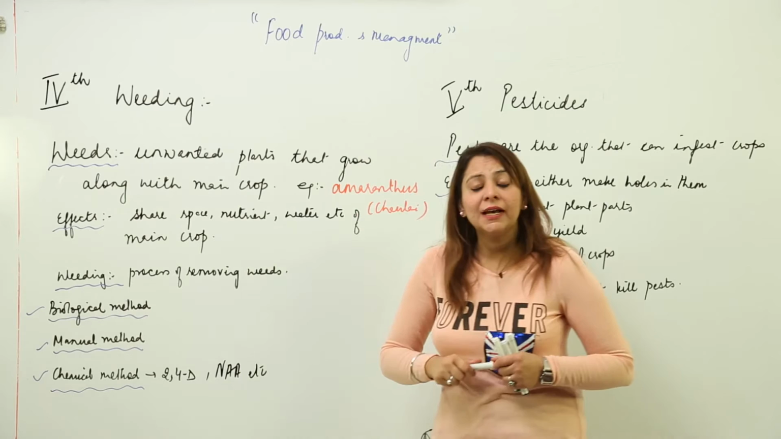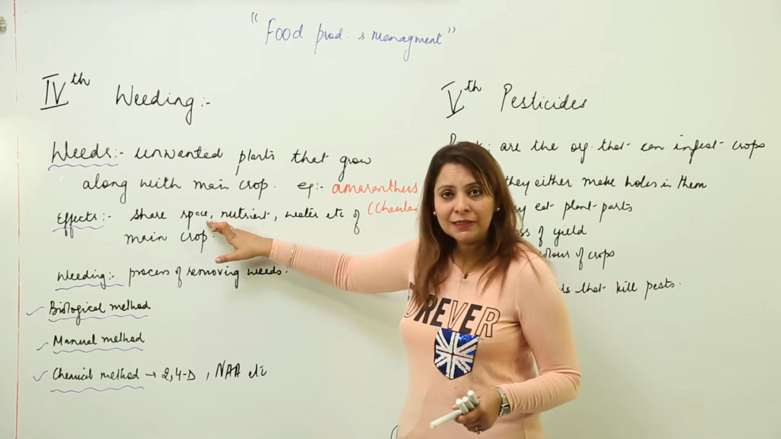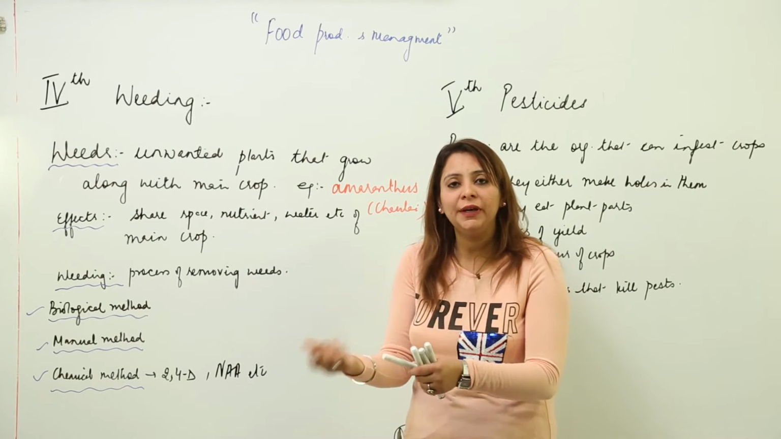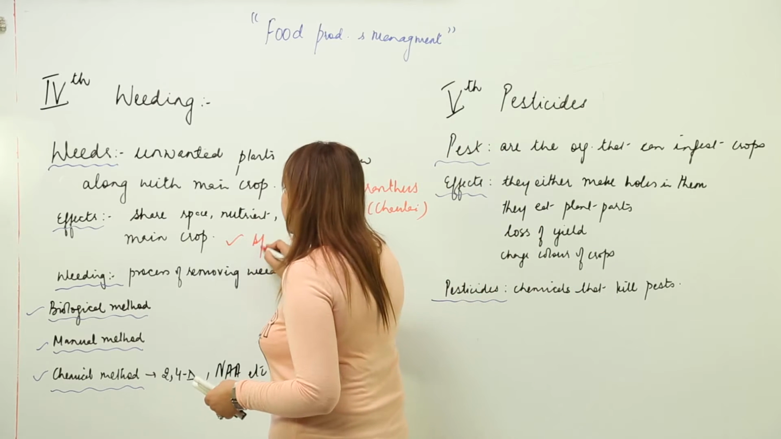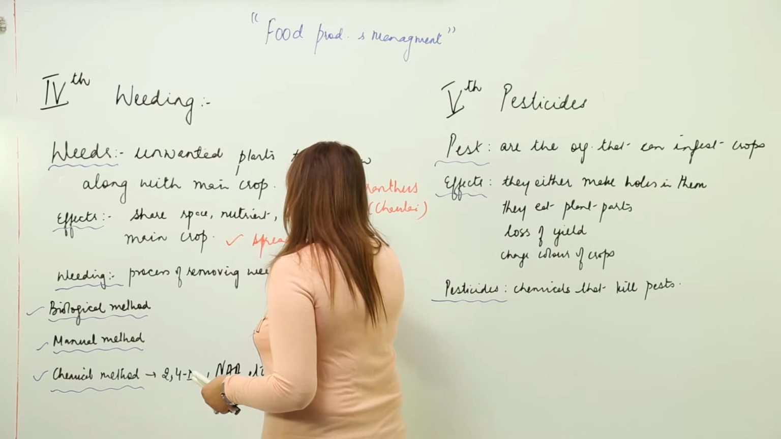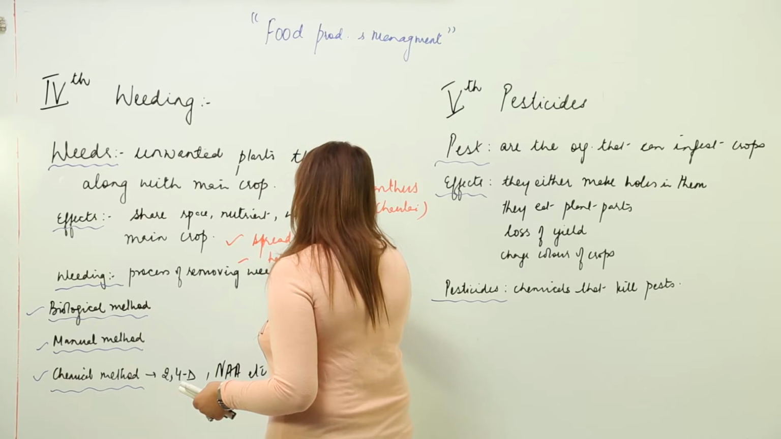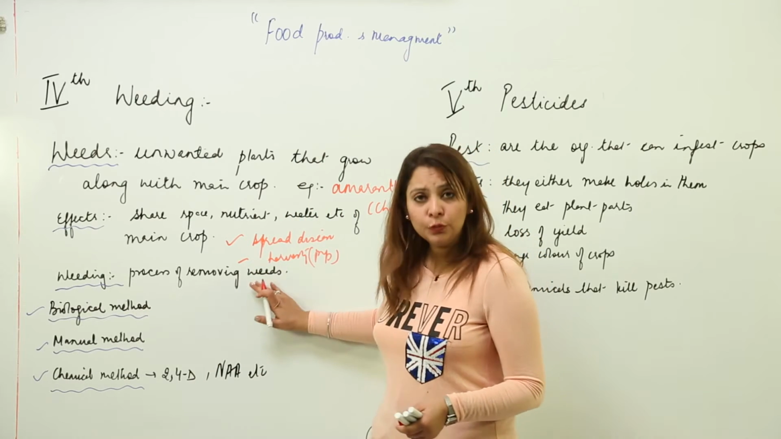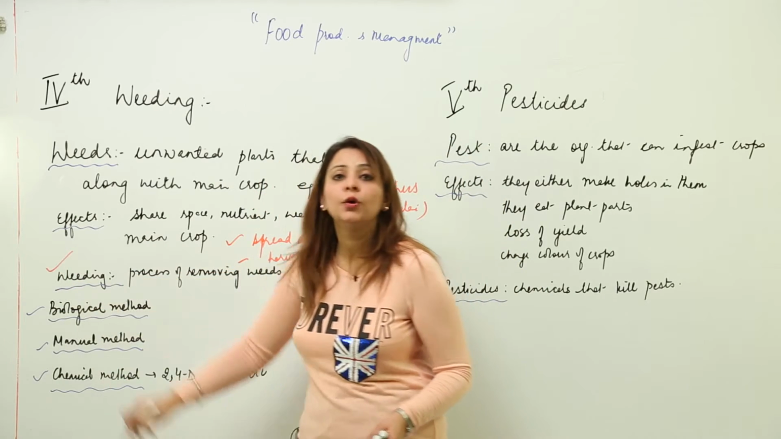Now what is the harmful effect of weeds? What do weeds actually do? They share space, nutrients, water, etc. Whatever you are providing to the main crop, they are just using that. And moreover, they spread disease also, and there is a problem in harvesting also, because they get mixed up with the main crop. So we need to remove weeds, and the process of removing weeds is called weeding.